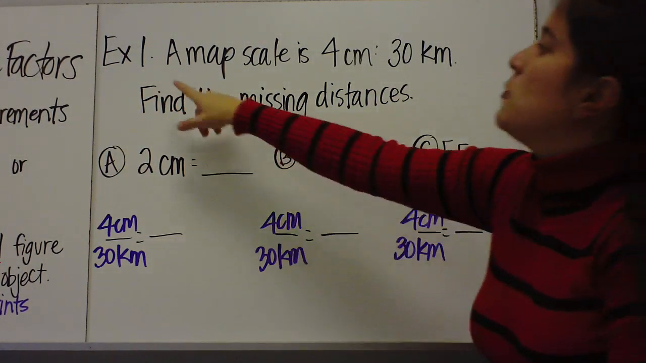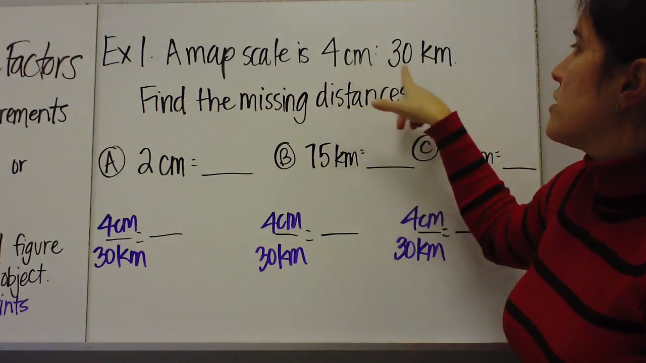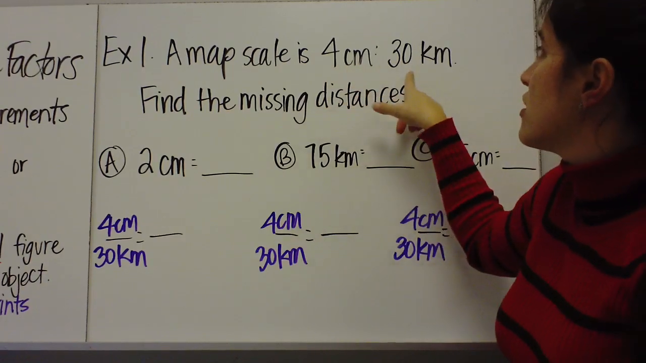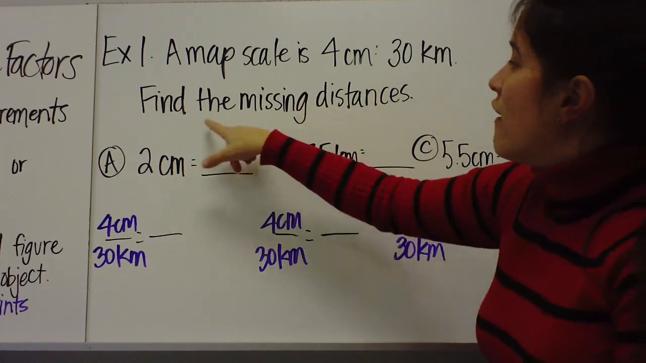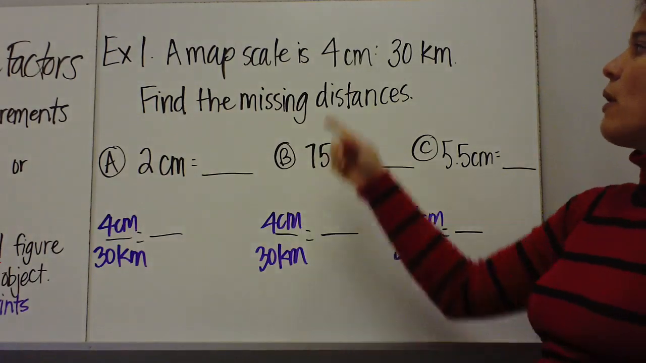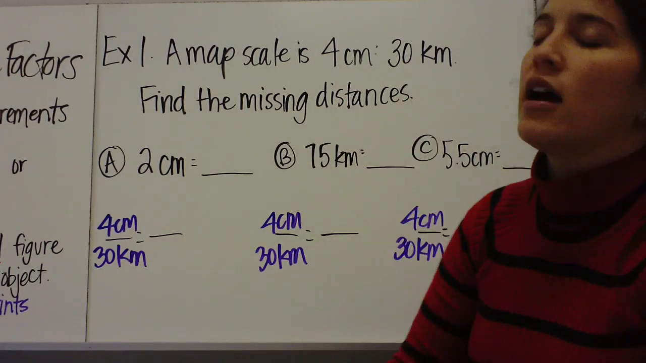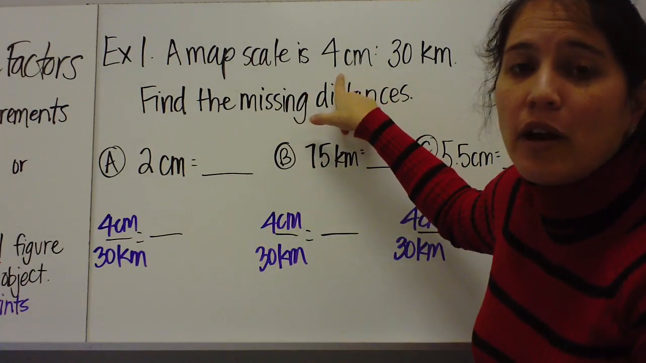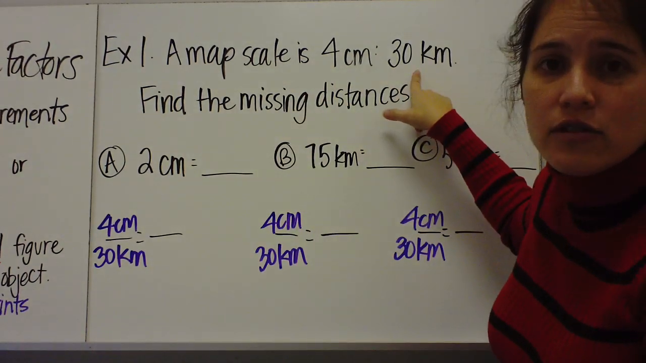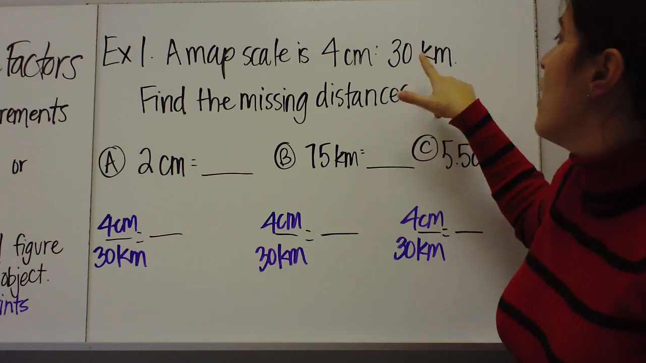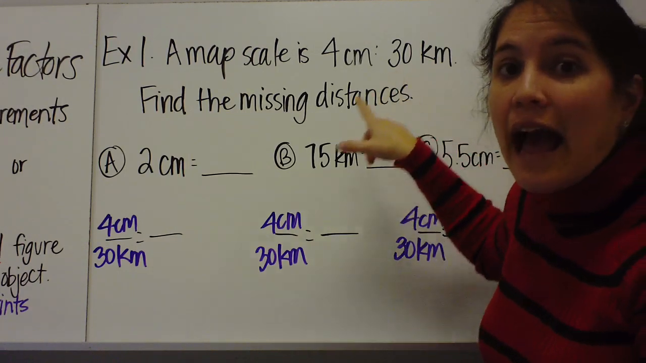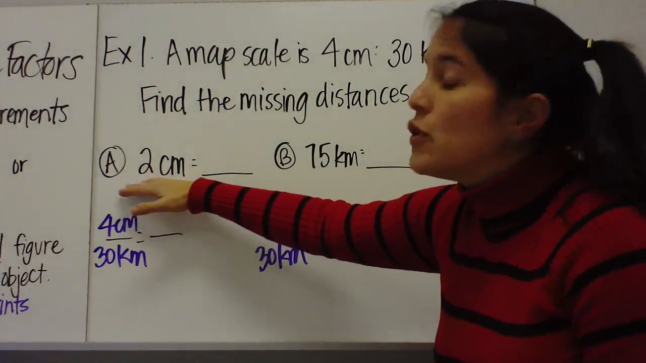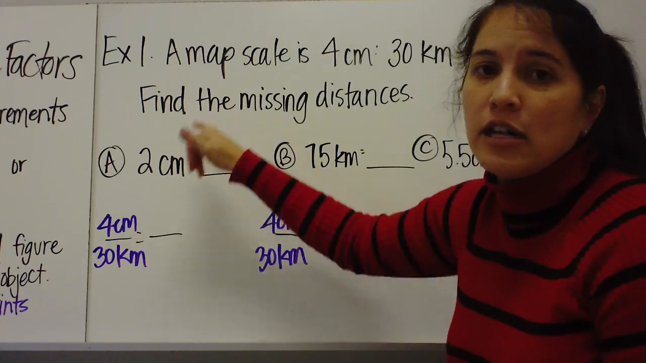Alright, Example 1. A map scale is 4 centimeters is to 30 kilometers. That's your ratio: 4 centimeters is equal to 30 kilometers. Find the missing distances. On a map, the map distance is the 4 centimeters, because centimeters would be on a map. The 30 kilometers would be the actual distance. So we have three problems, A, B, and C. A: 2 centimeters would equal how many kilometers?